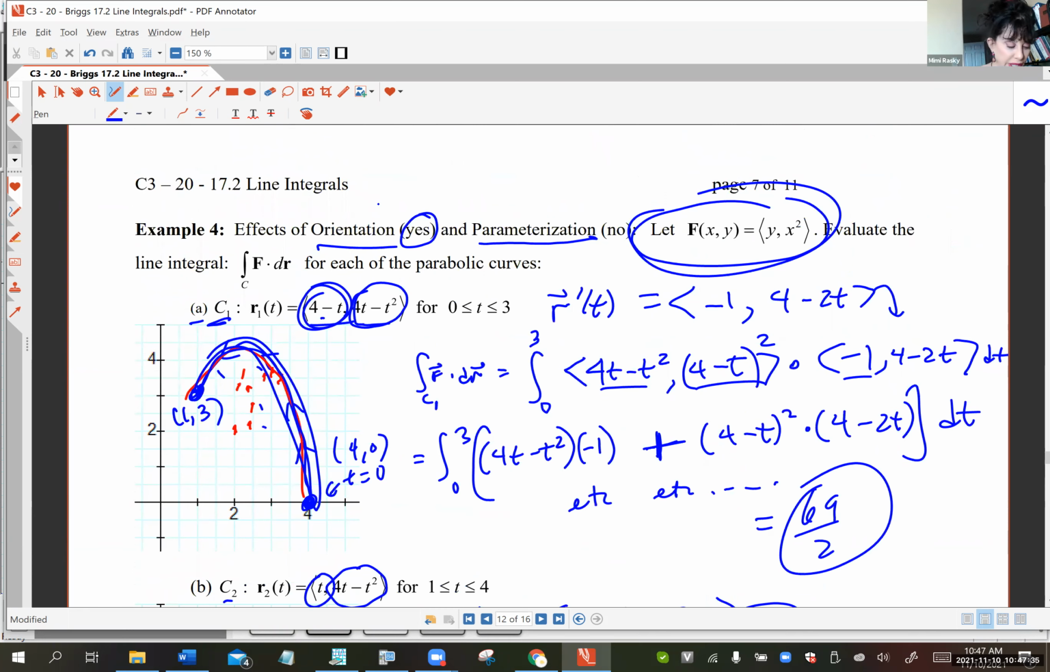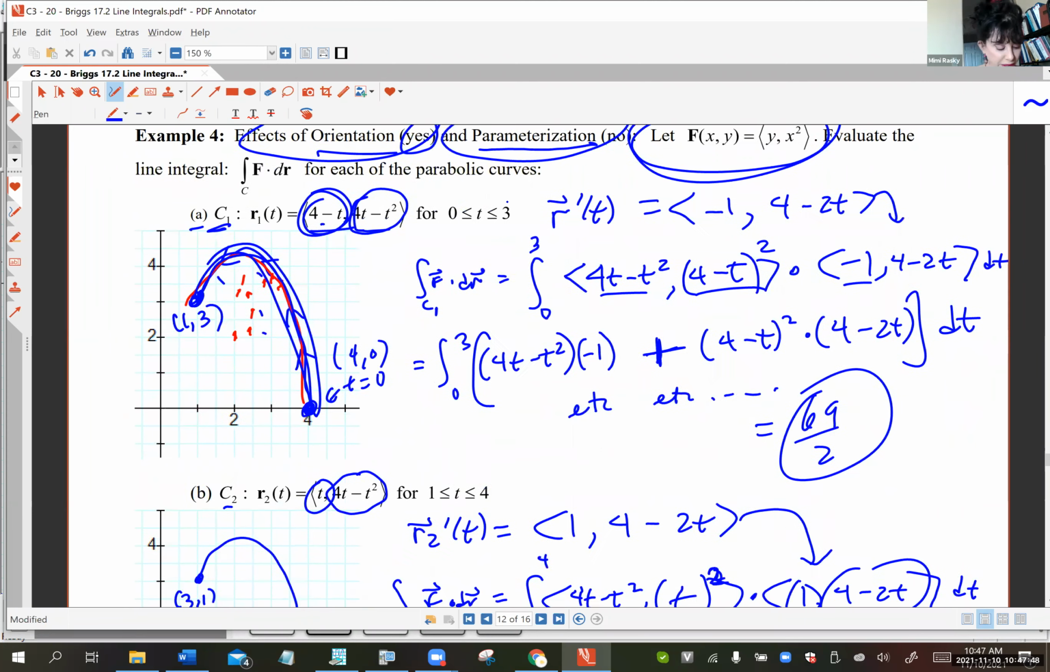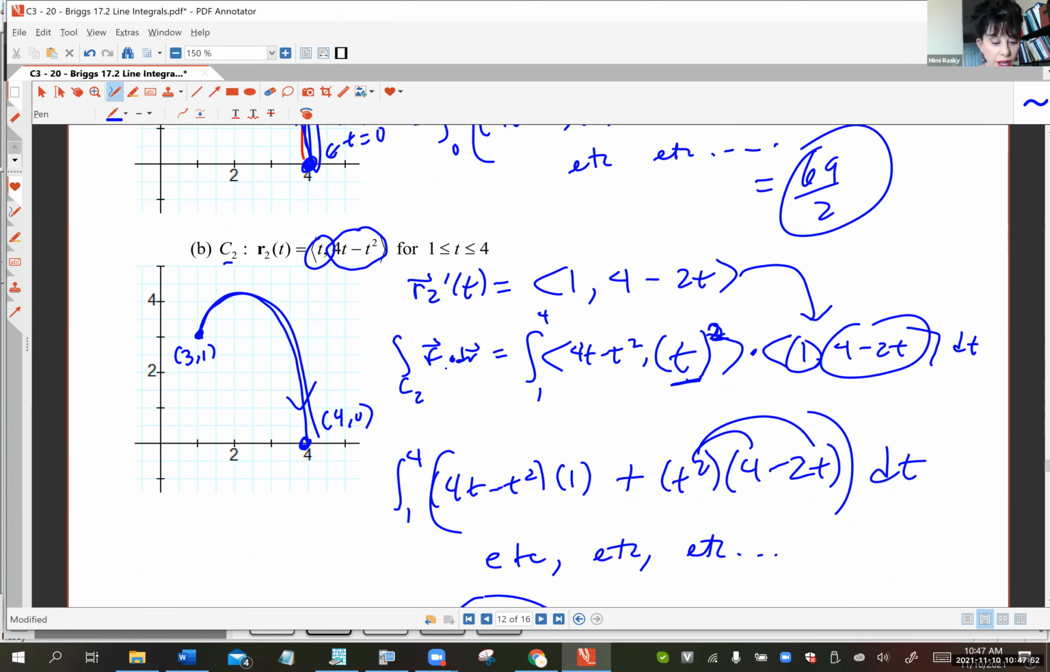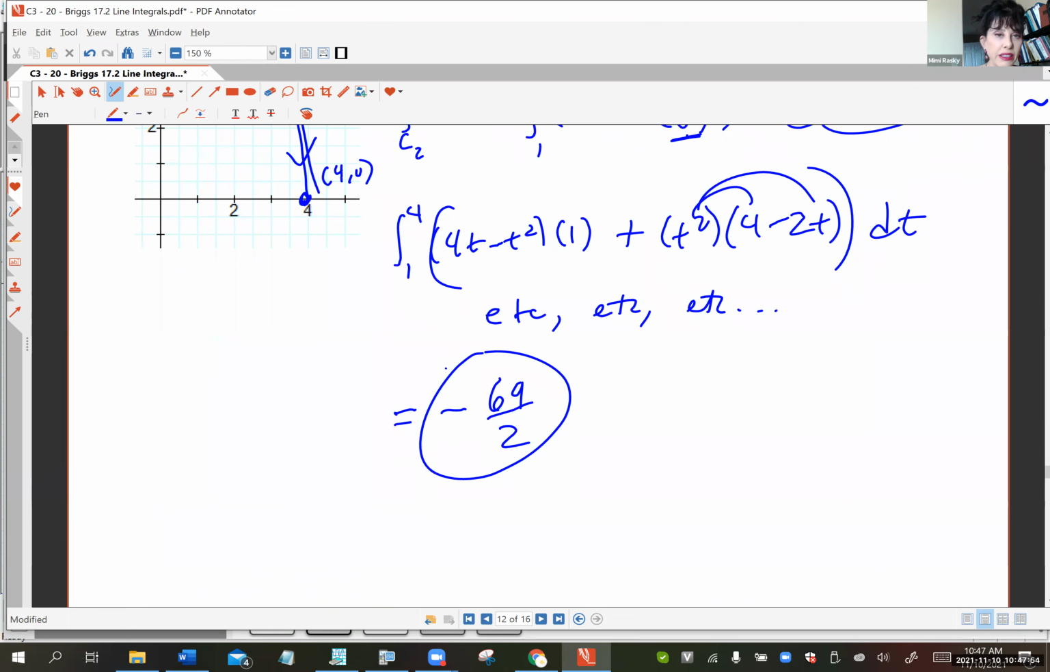The moral of the story is the orientation or the direction that your curve is moving will affect your outcome. If you do it one way, it'll be opposite in sign from the other way. We parameterize the curve in a couple different ways here. It's the same curve. The parameterization doesn't affect the result, as long as the parameterization is legit.